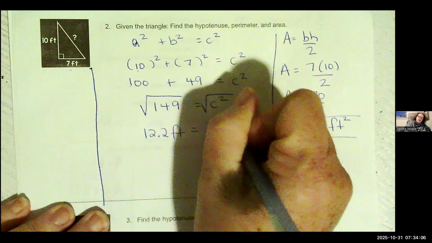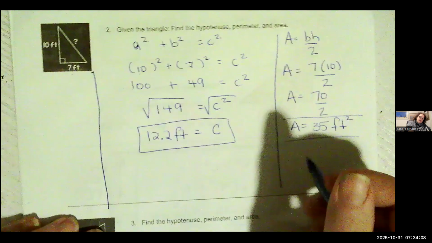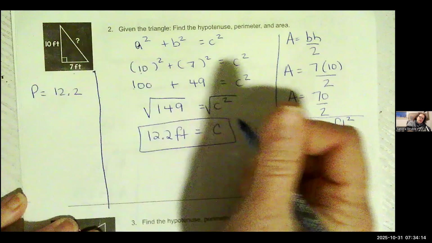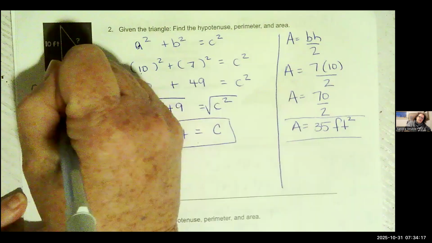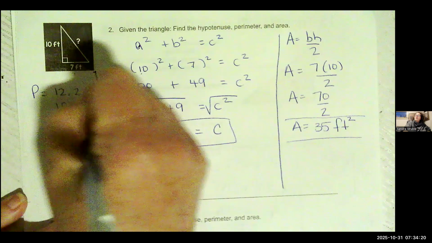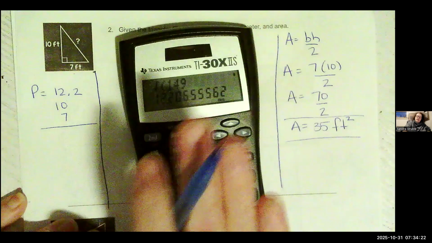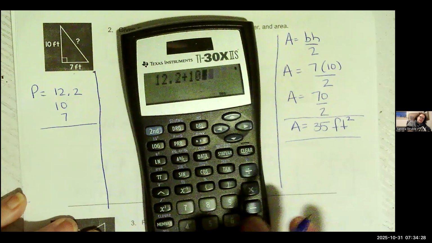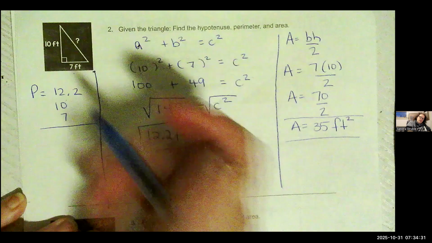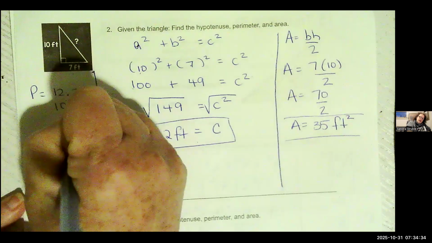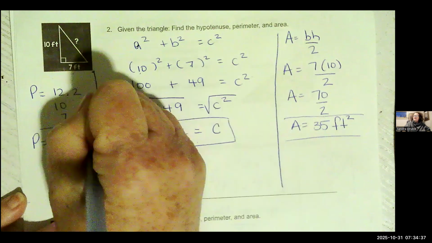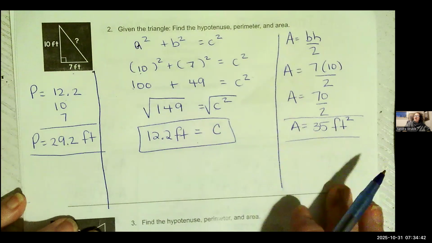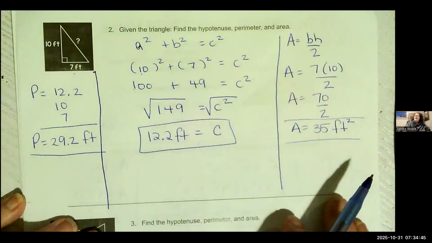All right, last up. Now that we have the hypotenuse, I can add all my sides and get my perimeter. 12.2 for my hypotenuse, and then 10 and 7. So clear your calculator. 12.2 plus 10 plus 7, and that is 29.2. So your perimeter is 29.2. Again, units, the perimeter has the same unit as the sides. Area is the only one that is different. Make sure you have that on your note card if you don't remember that. It is very important.